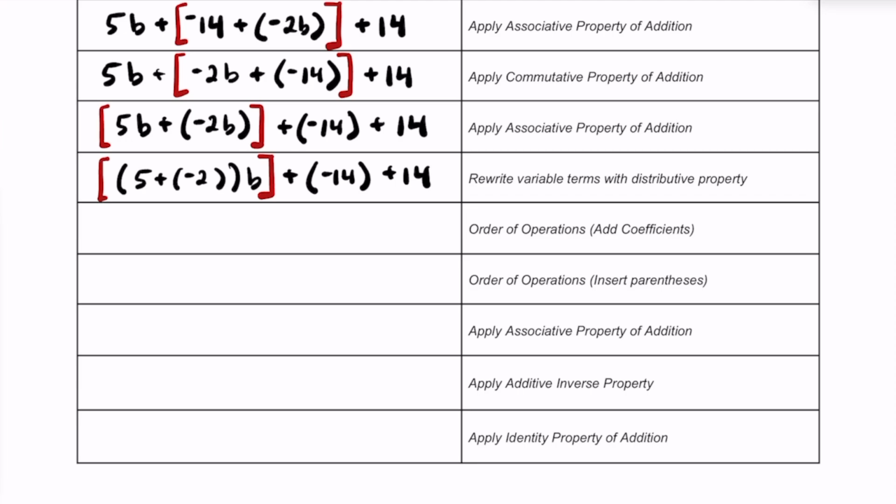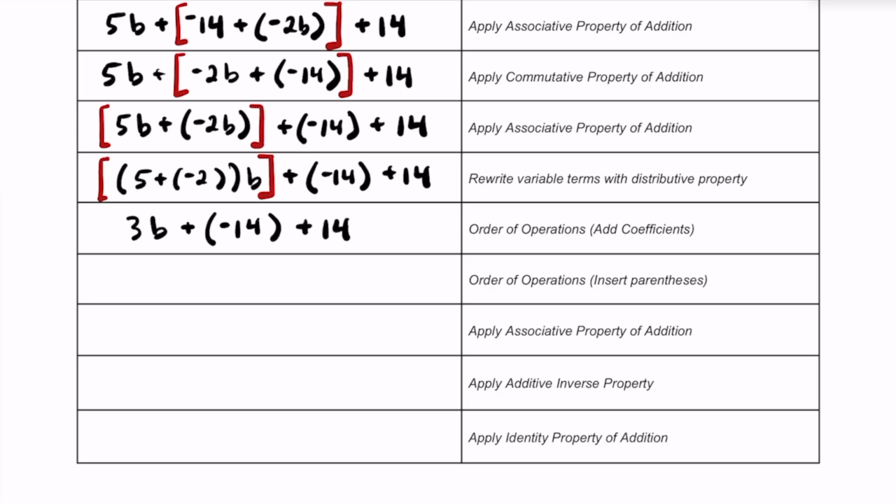Next, we're going to apply the order of operations. If you follow the order of operations here, we do have brackets. You have to look inside here, but inside here, we have another set of groupings, so you have to do what's inside here. So we have to do 5 plus -2. That's going to be 3. So we're going to be looking at 3b, and we don't need any more parentheses or brackets because it all simplified down. 3b plus -14 plus a positive 14.